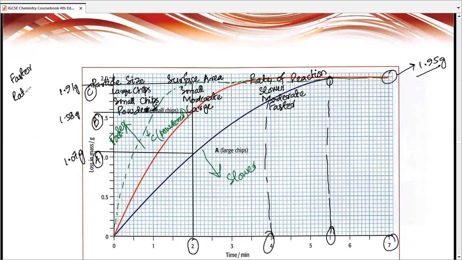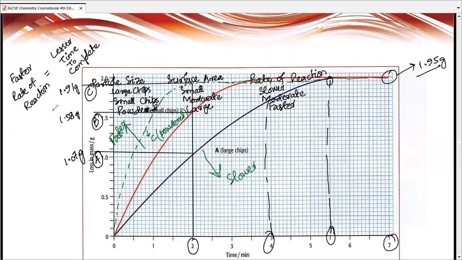Which definitely gives you an idea that a faster rate of reaction is actually lesser time to complete, right? And the slower the rate of reaction, the more time it's going to take to complete the reaction. That's how we perceive rate of reaction.